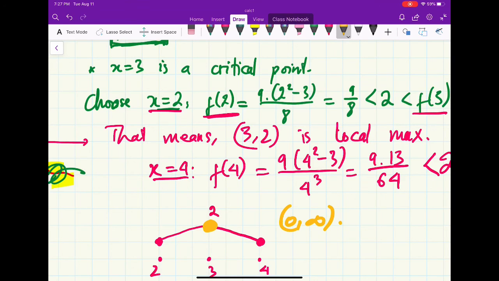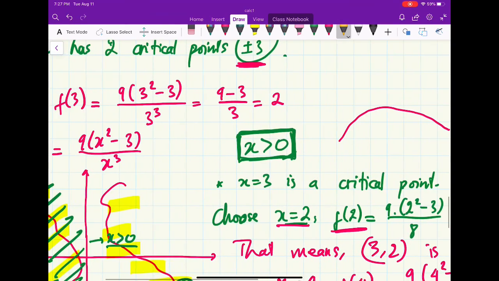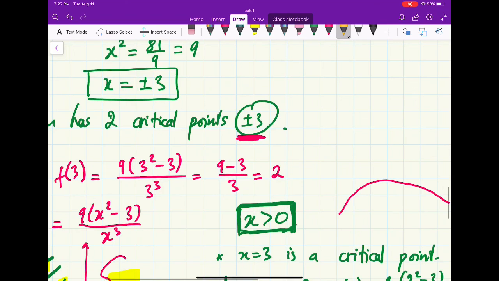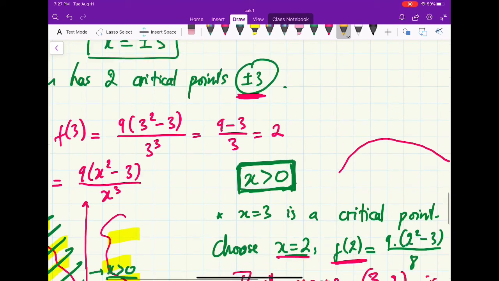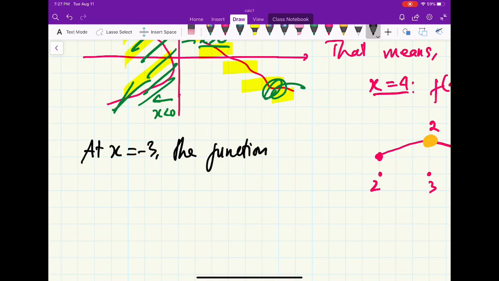Okay? So similarly, you might guess at x equal to -3, the function attains a local minimum. How do you think about that? I hope you can solve this problem yourself. If you have an answer, please let me know. Okay? If you are in my class, you get extra credit.